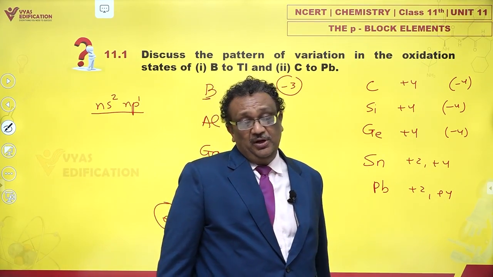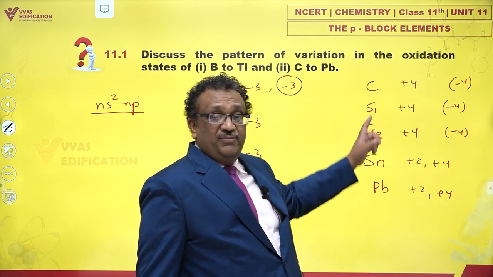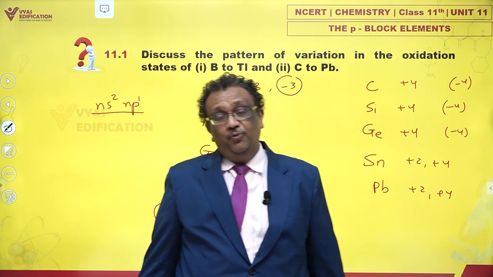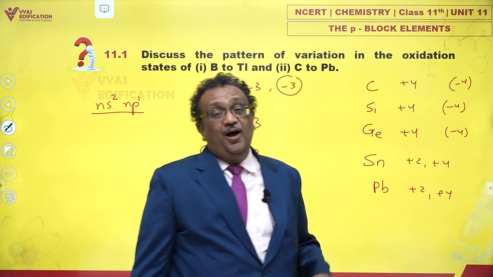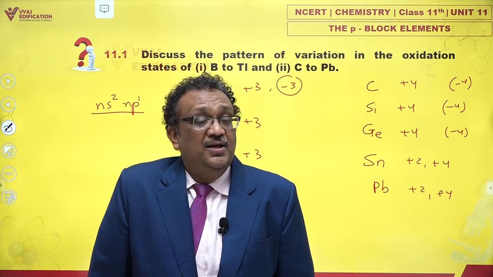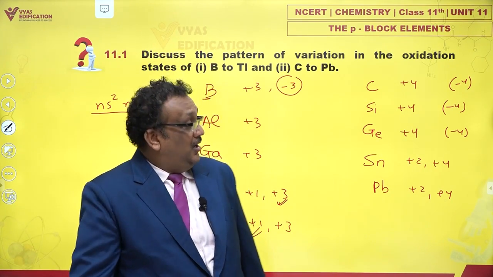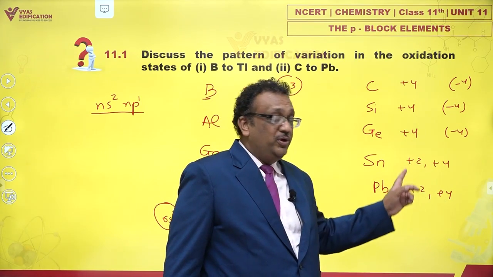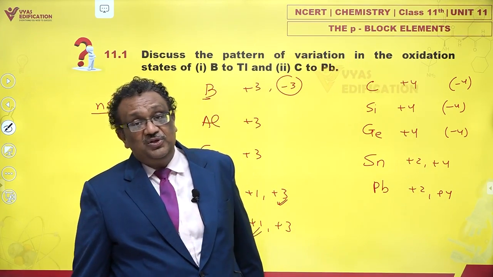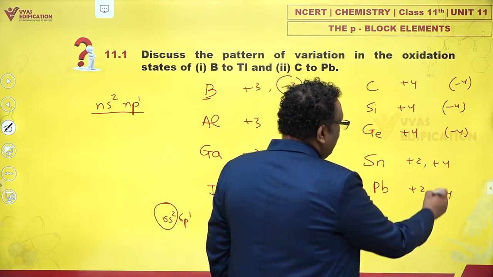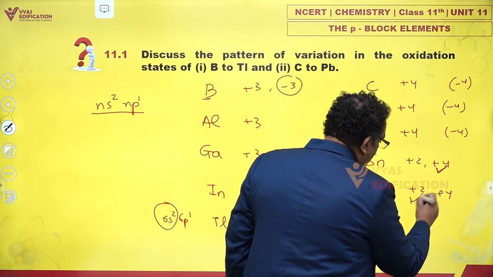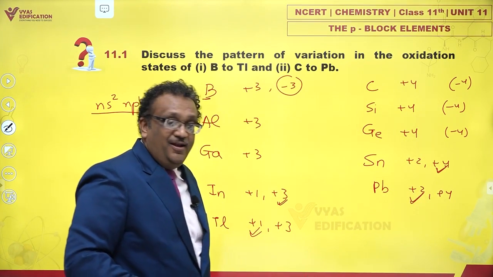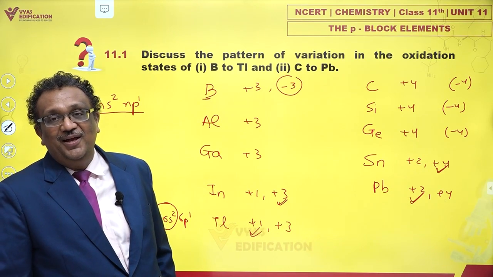Silicon and germanium are metalloids. Along with +4, they also show -4. Tin and lead are metals. Because they are metals, they never show -4. However, they are capable of showing the +2 state in addition to +4. In case of tin, +4 is more stable than +2. And in case of lead, +2 becomes more stable than +4.